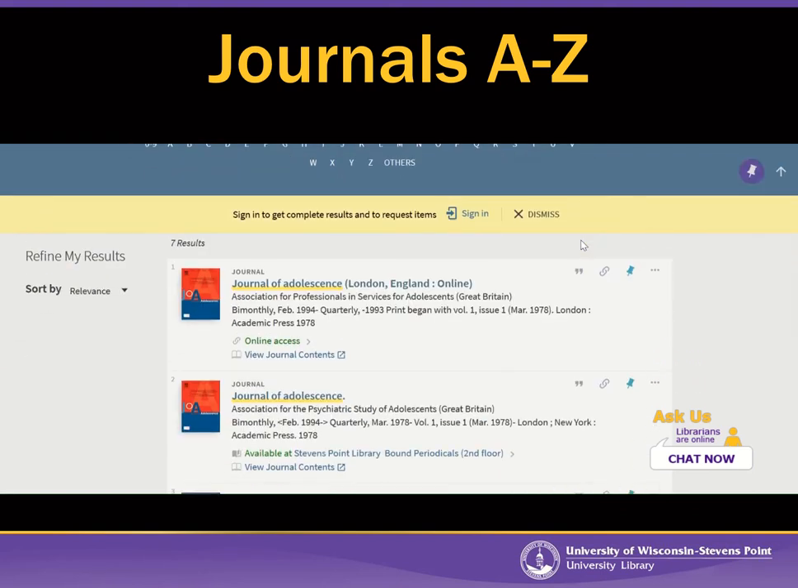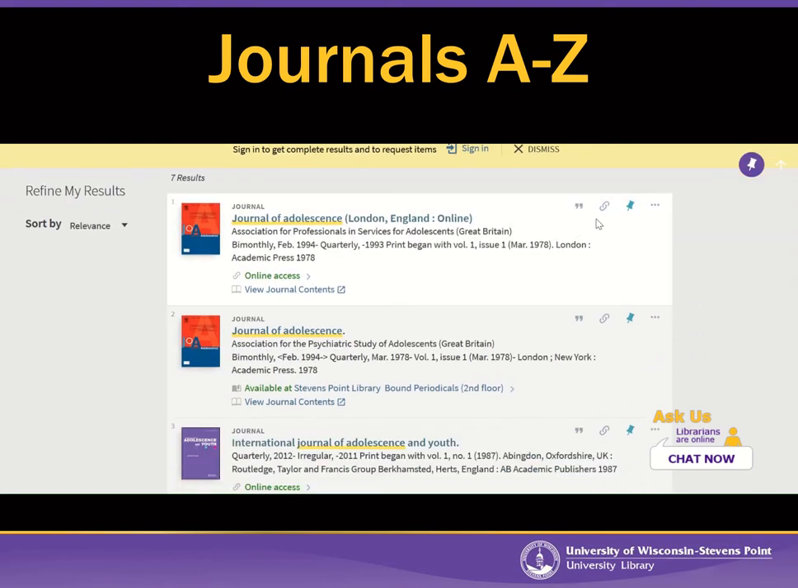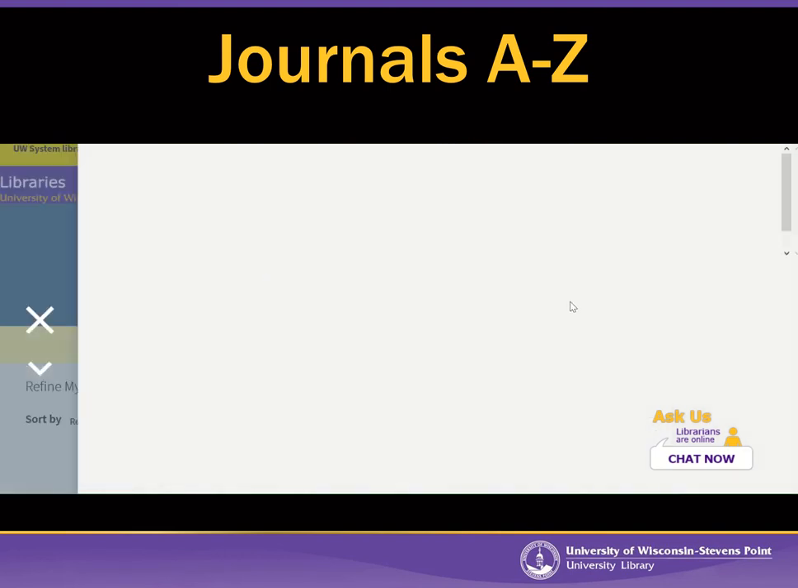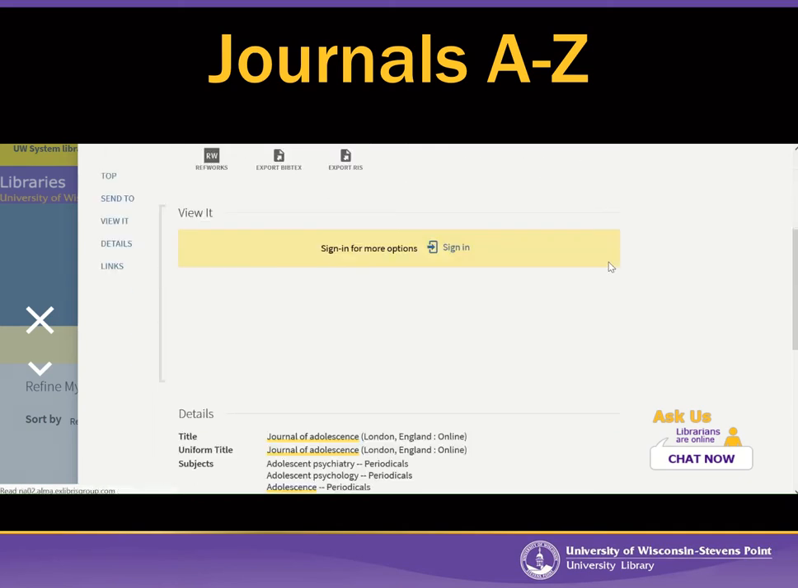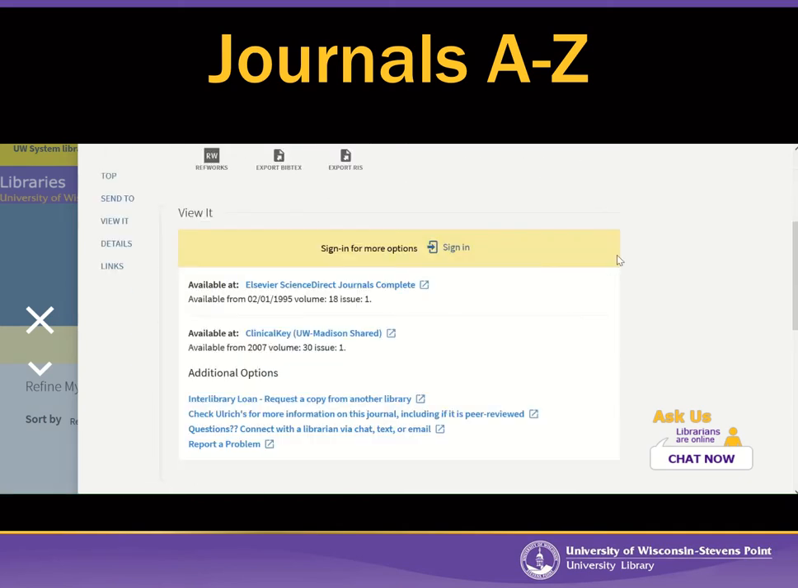So it turns out that we do own the Journal of Adolescence both online, right here, and in print on the second floor. Now, I much prefer the online access, and that definitely comes in handy during a pandemic when you can't get to the second floor anyway. So under the Journal of Adolescence, I'm going to click on here, Online Access. And when I click on Online Access, you are going to notice that we carry the Journal of Adolescence actually in two different databases. So what is the difference?